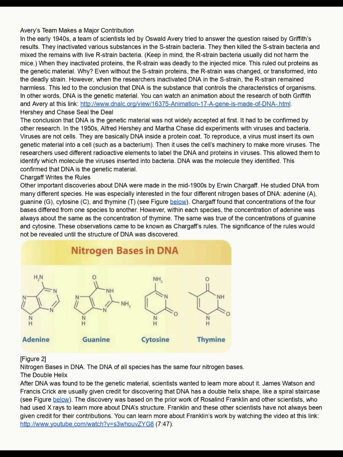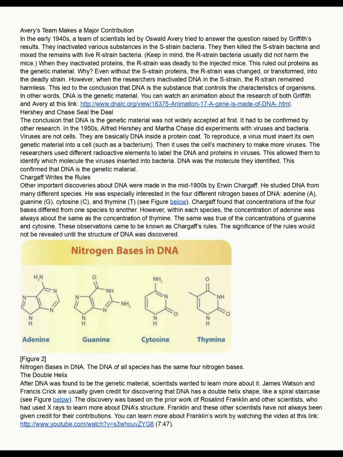However, when the researchers inactivated DNA in the S-strain, the R-strain remained harmless. This led to the conclusion that DNA is the substance that controls the characteristics of organisms. In other words, DNA is the genetic material. You can watch an animation about the research of both Griffith and Avery at this link.